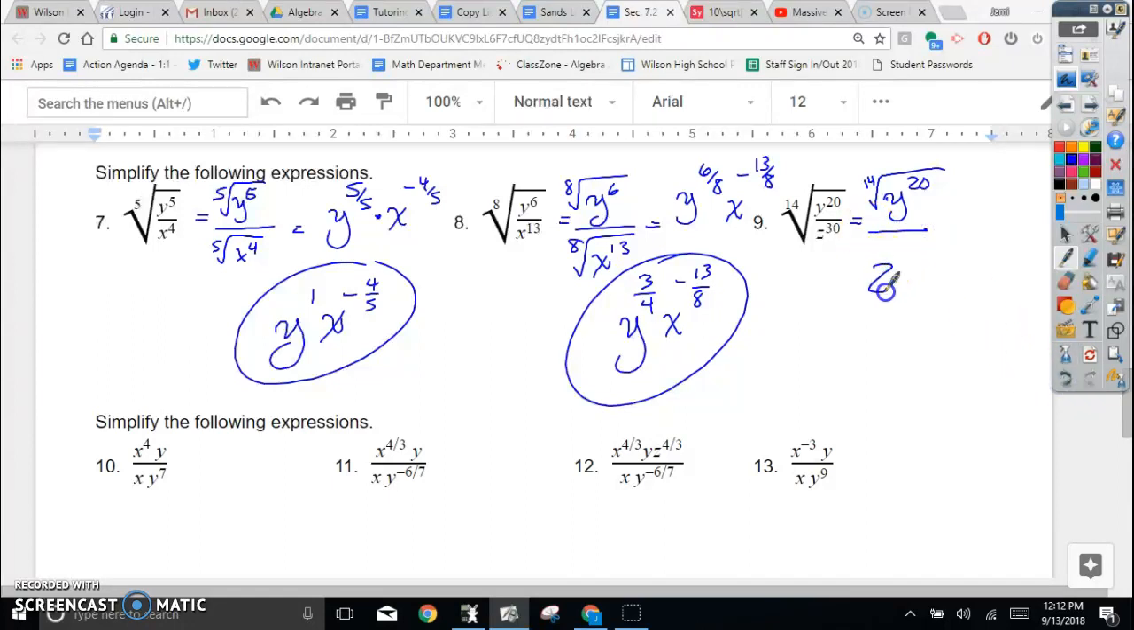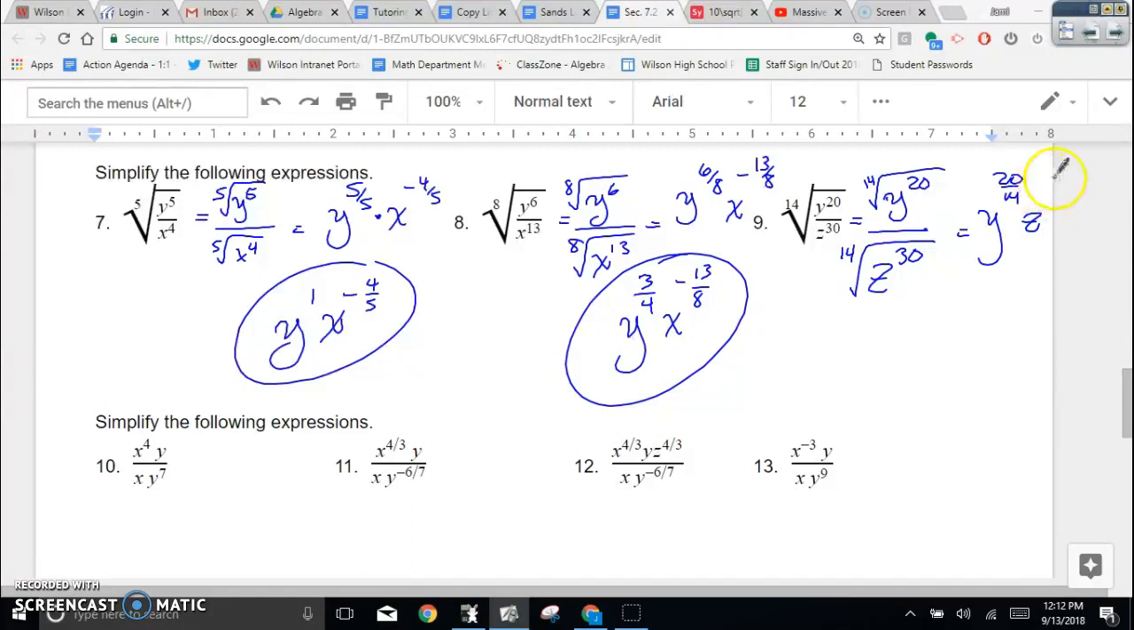Let's try this again. Z to the 30th and 14th root of that. So again, this is y to the 20 over 14. And this would be z to the negative 30 over 14. Let's go ahead and reduce these. So that's 10/7 because I divided both by 2. This would be negative 15/7 because I divided those both by 2. And there's 9. I'm going to go ahead and do 10 through 13 while I'm here.